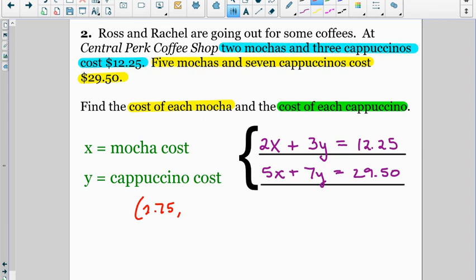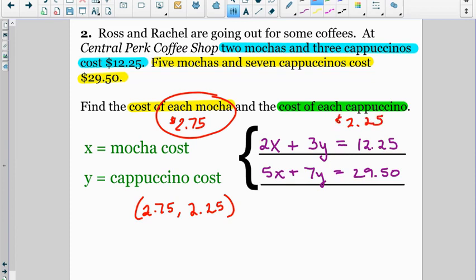And what was the other one? 2.25 was the value of Y. So just matching up our variables. Okay, X was the mochas. So each mocha would cost $2.75. And each cappuccino would cost $2.25. That's how we can use linear systems to help us solve the problem.